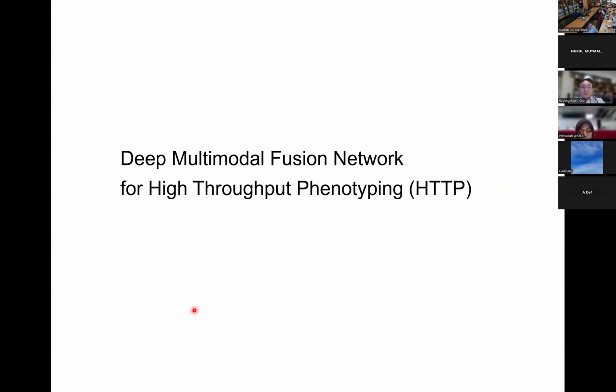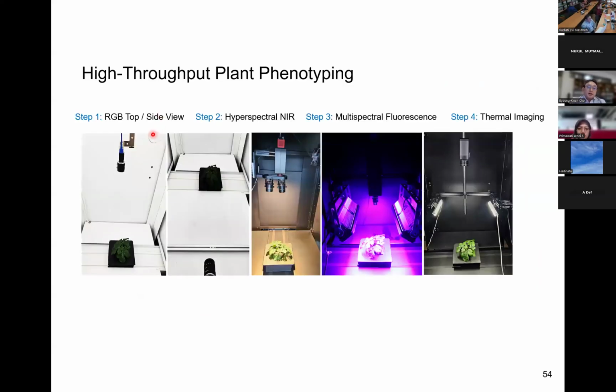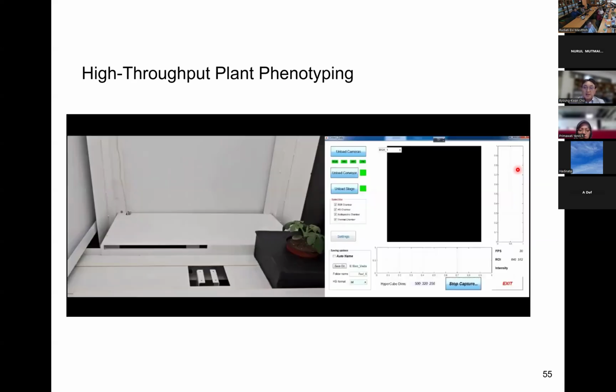And lastly, a deep multimodal fusion network for high throughput phenotyping. The title is very complicated. It means we combine several types of imaging techniques together. Okay? So here, RGB images and the hyperspectral near infrared images, and also multispectral fluorescence images and the thermal images together to monitor the plant.